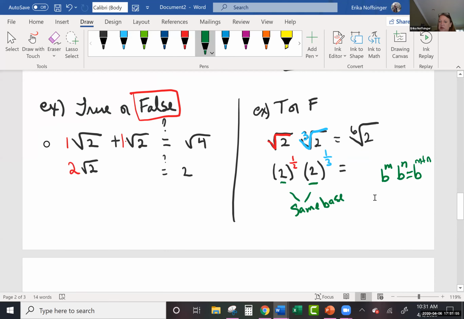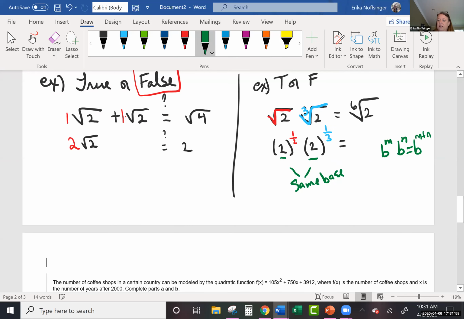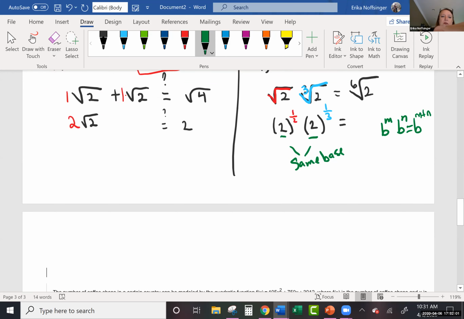And so this would give me 2 raised to the 1/2 plus 1/3. I need a common denominator, 6. So 2 and 3, common denominator is 6. So this would be 3/6 plus 1/3, that would be plus 2/6. So 2/6 plus 3/6, that's 5/6.